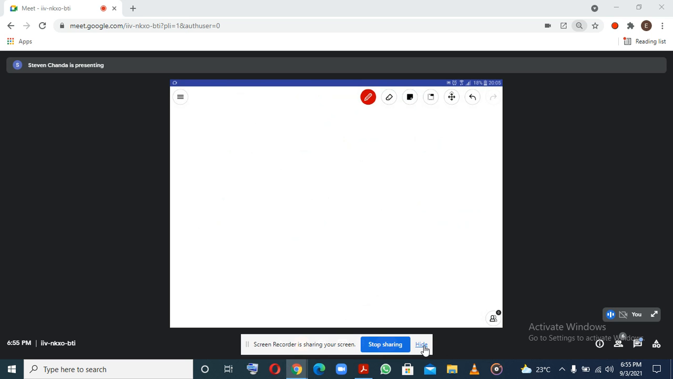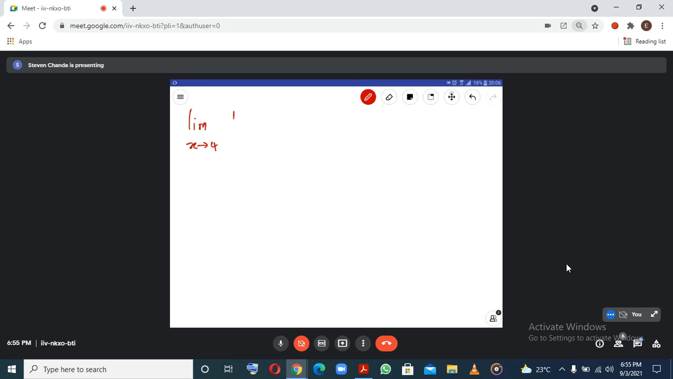Okay, so now we can proceed. What we are going to be looking at is this particular question. Find the limit for this function when x goes to 4.